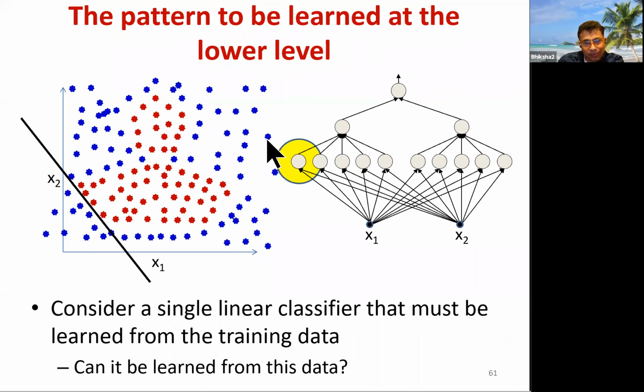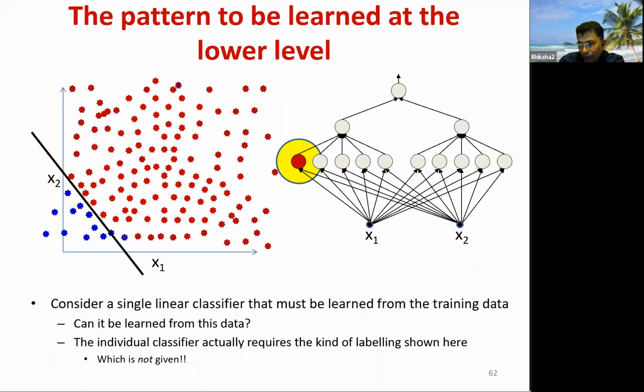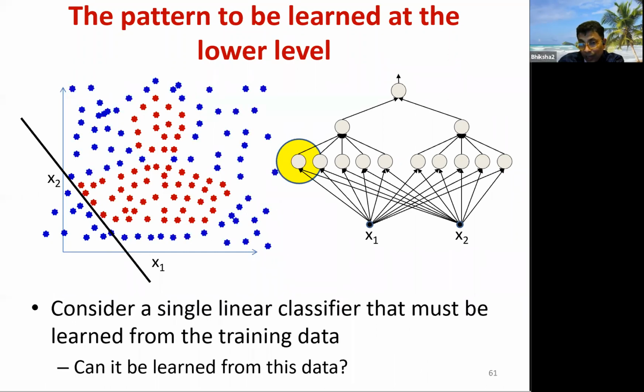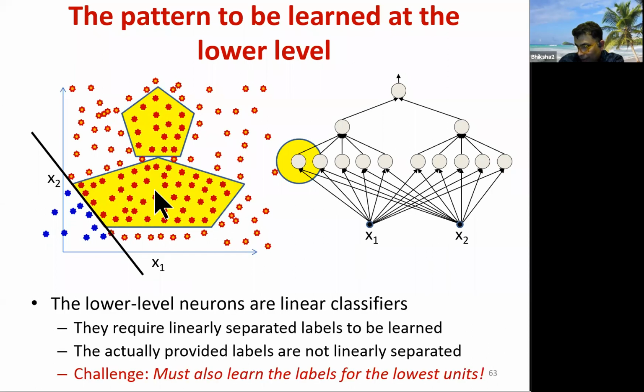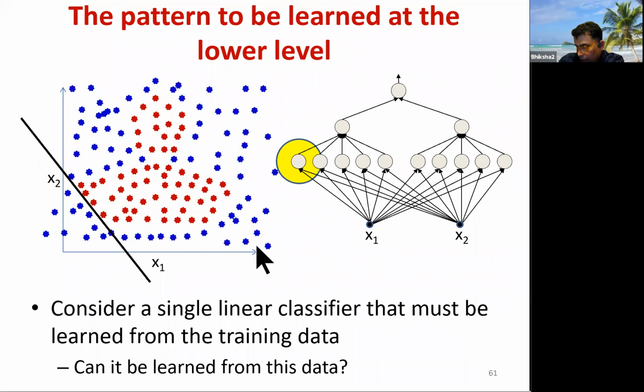Anyone? Do you think we can learn this perceptron from this data? Obviously no, right? Because the data are not linearly separable. What would we need to do? There's nothing you can do for this one. The perceptron can only model linear boundaries, right? This perceptron will require data of this kind in order to learn this boundary. Whereas the data that we have are over here, what we had here.